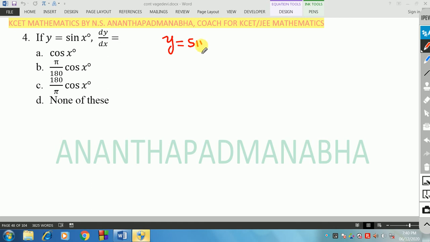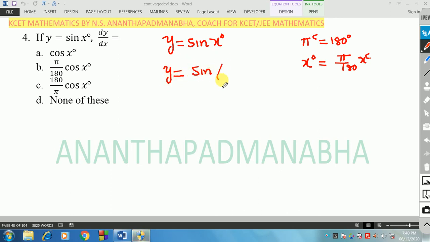That is, if we have y equals sine x degree, we know that pi radians is equal to 180 degrees, or x degree is equal to pi by 180 into x radians. So here y is equal to sine x degree is nothing but y is equal to sine of pi by 180 into x radians.